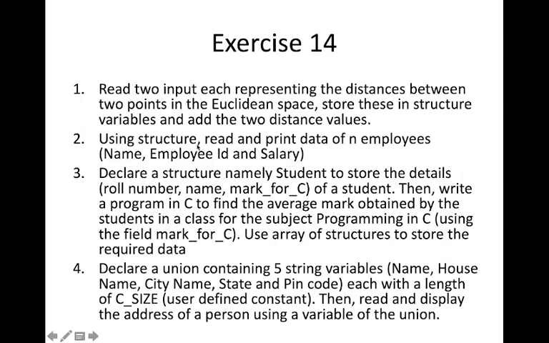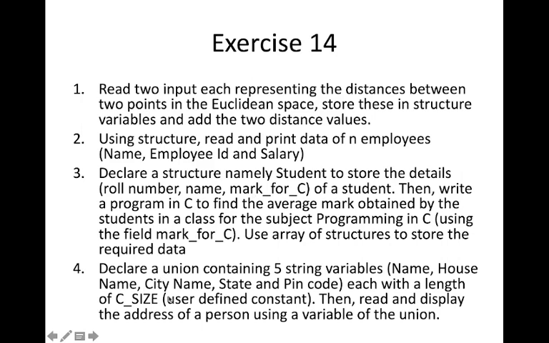Then this is another program similar to this one. You have to use an array of structures here also. Declare a structure student to store the details; 3 elements are there. Then write a program in C to find the average mark. If you have entered 5 students' marks, then you have to get the average mark obtained by the students in the class for the subject programming in C. So this is the mark for C programming. Here you have to use an array of structures to store the required data. If you want, you can enter 50 students' data and simply calculate the average of that. It is a simple program.